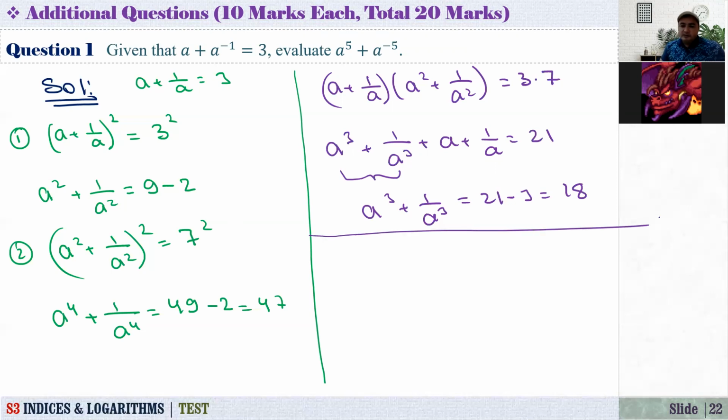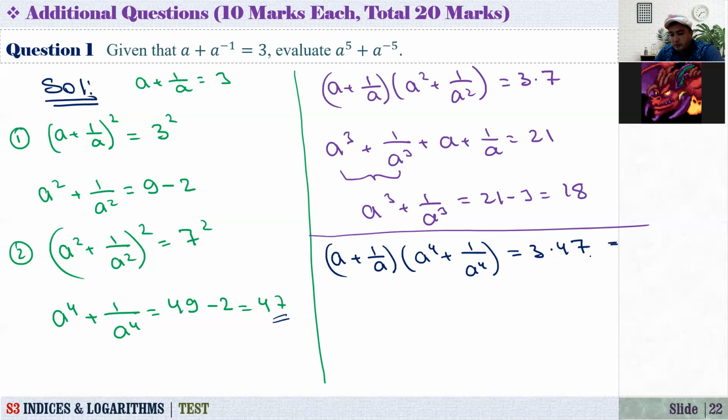All right. So now, to get the solution for this question, let me multiply this: a plus 1 over a times a to the power of 4 plus 1 over a to the power of 4. What is a plus 1 over a? That's equal to 3. And a to the power of 4 plus 1 over a to the power of 4 is 47. So here we have 47.